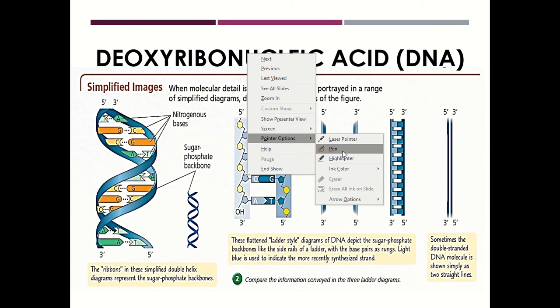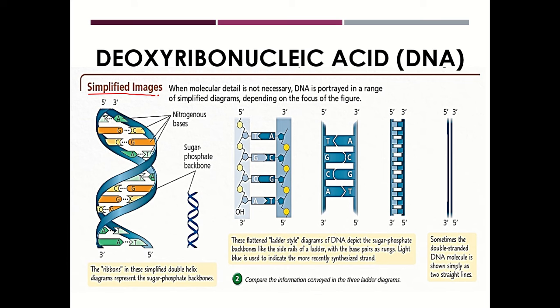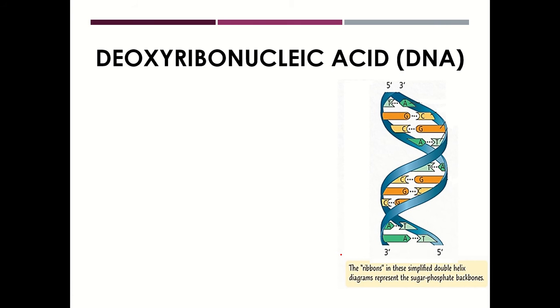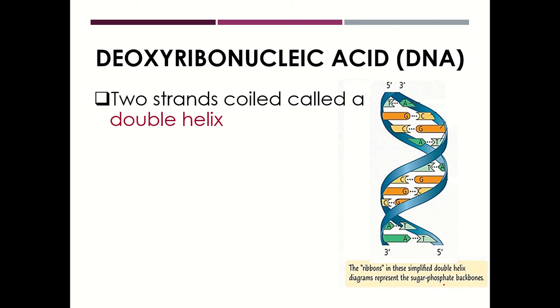Now let me present to you the simplified images. As you can see, we have the nitrogenous base pair, we have the sugar phosphate or the backbone, and if you could see, we have the double helix strand of DNA. The ribbons in this simplified double helix diagram represent the sugar phosphate backbone. So DNA is two strands called a double helix.